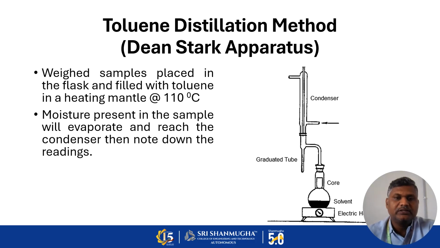And the second method is the toluene distillation method. In the distillation column, we fill the material and the solvent. The weighed sample is placed in the flask and filled with toluene in a heating mantle at 110 degrees centigrade. Then the moisture present in the sample will evaporate and reach the condenser, and then we note down the readings. So this is the toluene distillation.